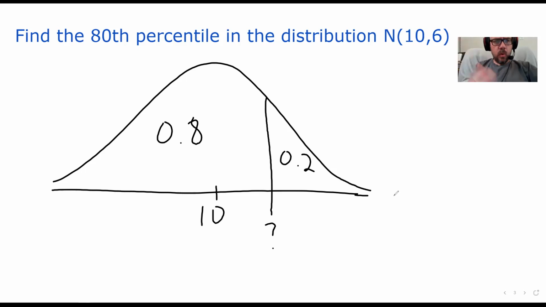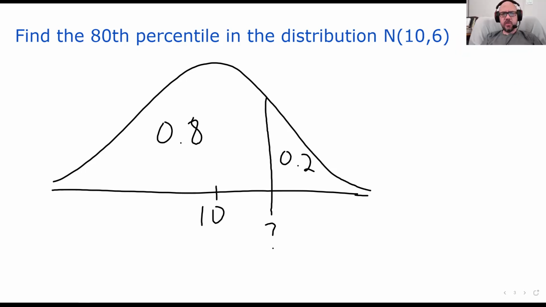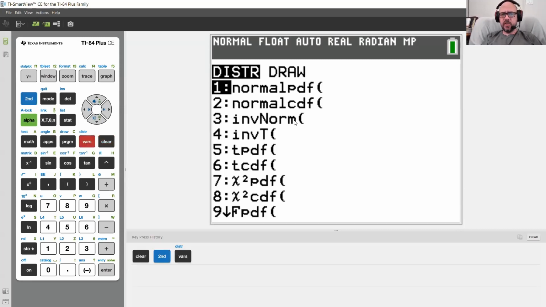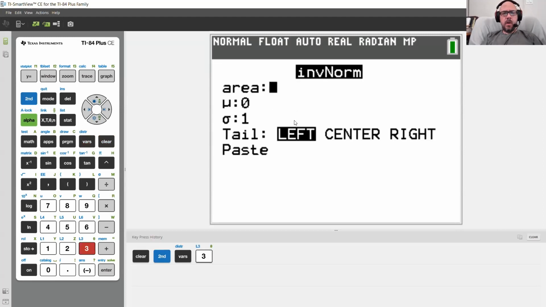So what I want to do is use inverse norm in the calculator, and I'll also go ahead and do this in Sheets just to show you how it works. So let me share up the calculator real quick. I'm going to go to inverse norm. That is in the second distributions screen, the third one, INV norm. And I want to put in the area to the left.